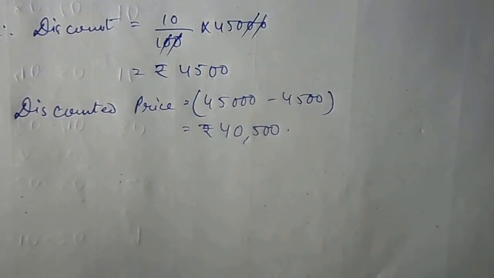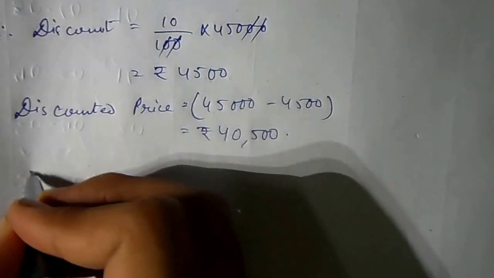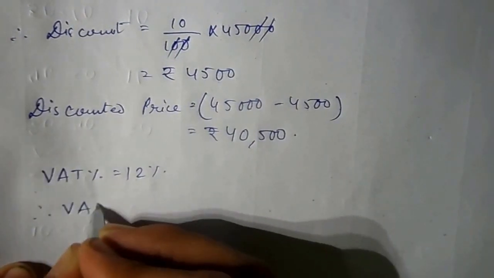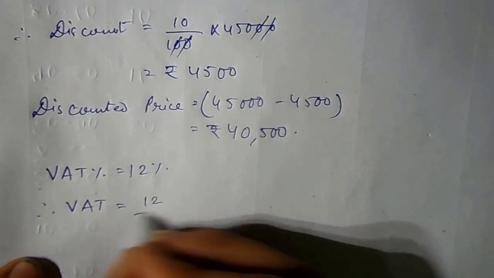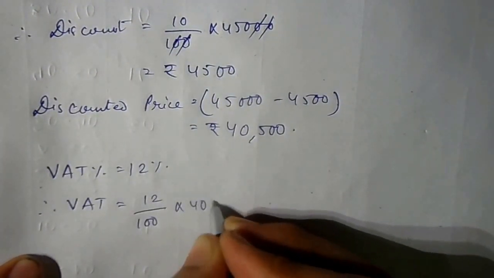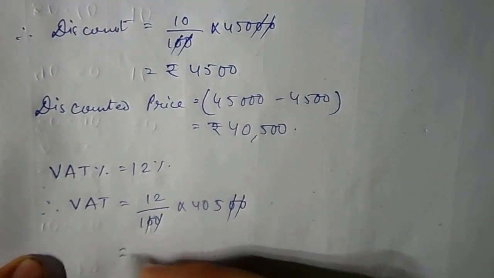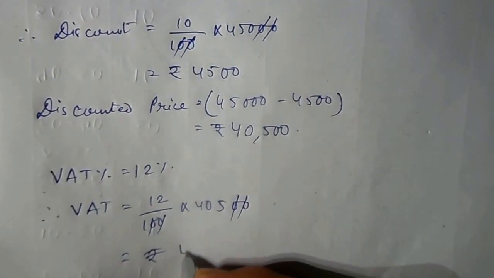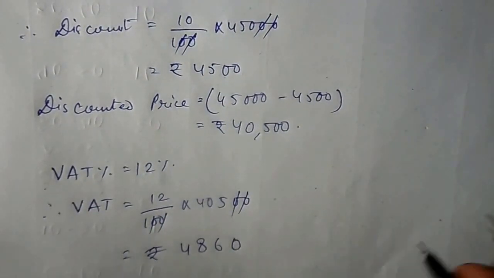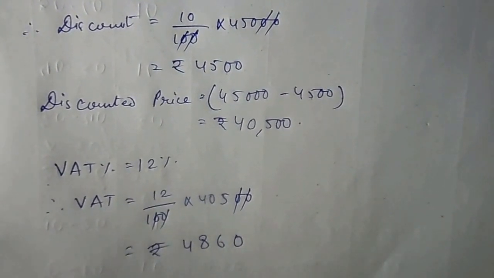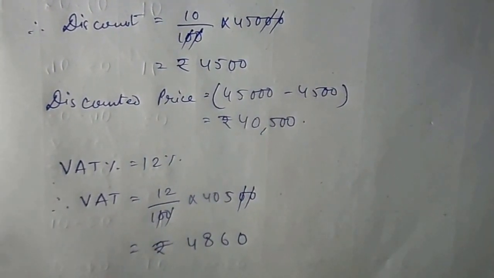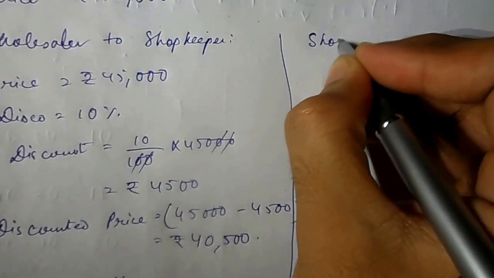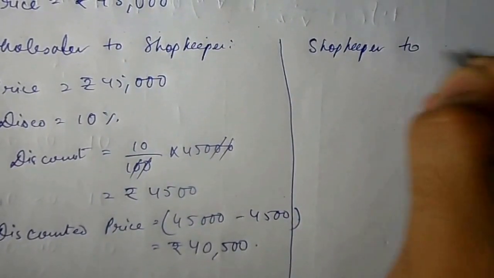Yes. Now he has to pay a VAT of 12%. VAT rate equals 12%. Therefore VAT is equal to 12 by 100 into 40,500, which is equal to rupees, I guess, 4860. Okay, so this is the VAT paid by the retailer to the wholesaler. Now second part is shopkeeper to customer.